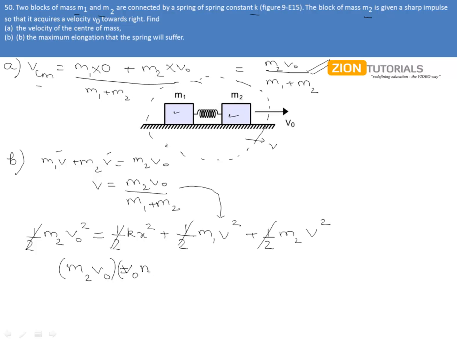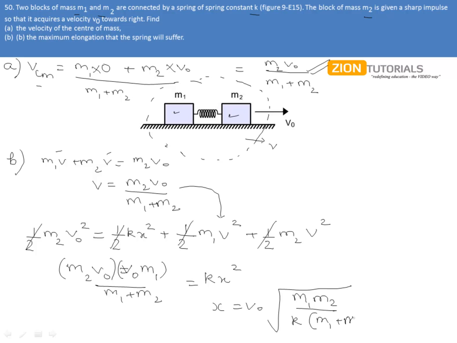m1 upon m1 plus m2 equals k x square, giving us the value of x to be v0 under root m1 m2 upon k into m1 plus m2. So this is the maximum elongation that has been asked in the second part of this question. Now this thing you are going to get once you solve this equation.